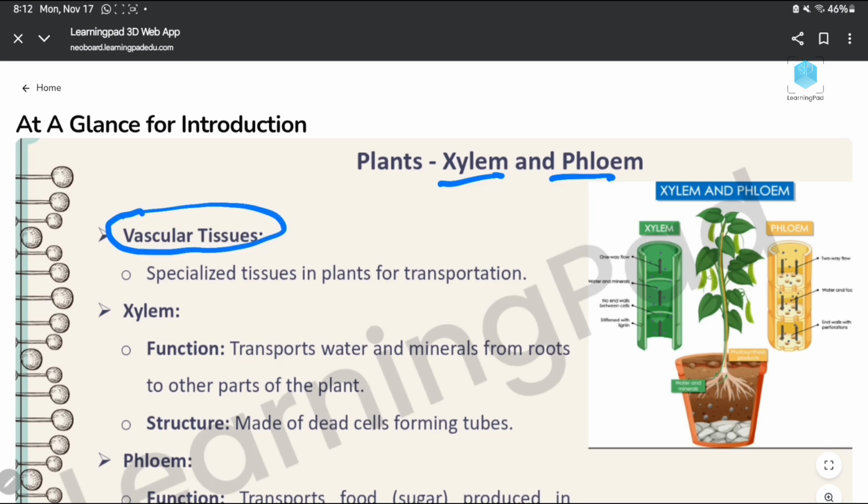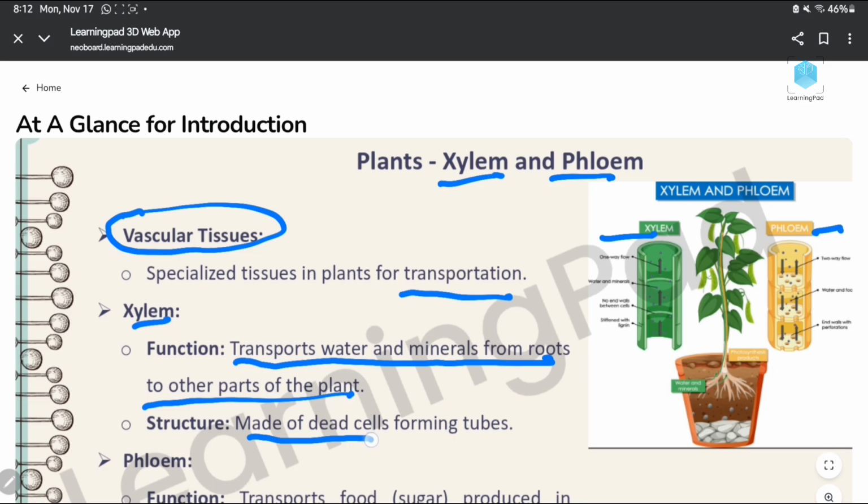Xylem and phloem together are called vascular tissue. Now, this vascular tissue helps in a process called transportation. You can see the picture here, children. This is xylem and this is phloem. So let us study the function of xylem and phloem. Xylem helps in transport of water and minerals from roots to other parts of the plant. And what is it made up of? It is made up of dead cells and it forms tubes.